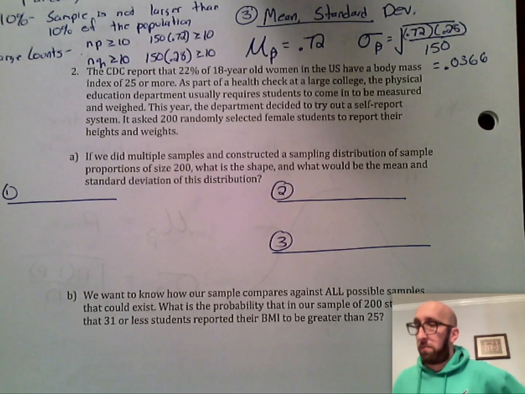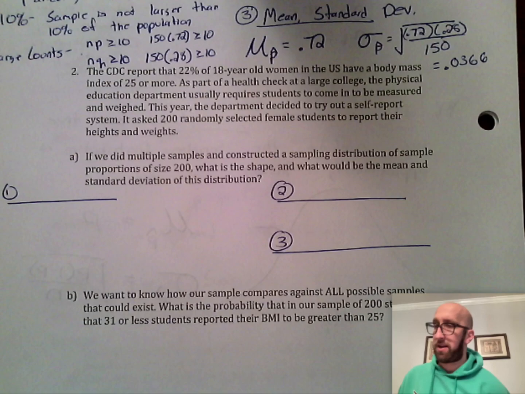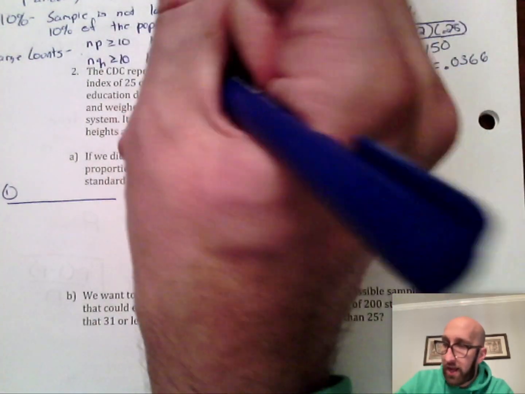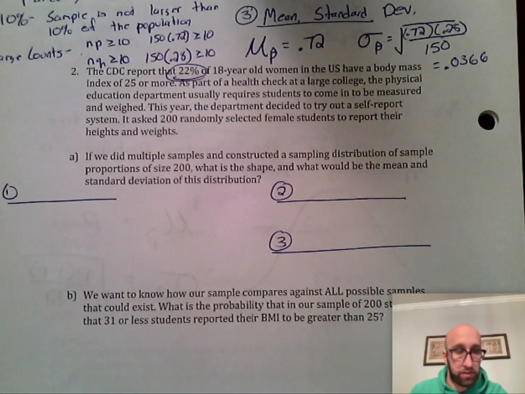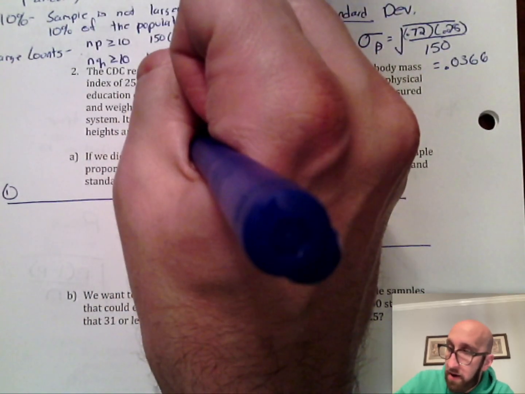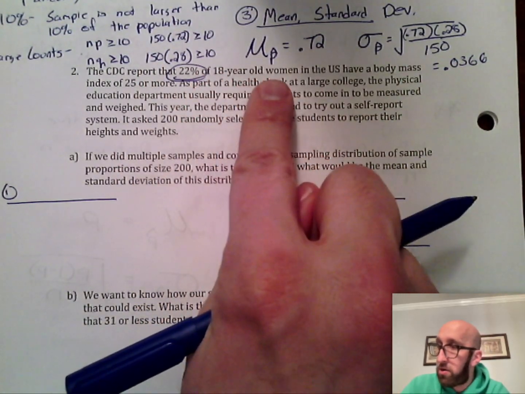Okay, so before I get into the second piece here, part A, let's pull out relevant information. I had a proportion, a 22%, that showed up here. That is all 18-year-old women in the U.S.